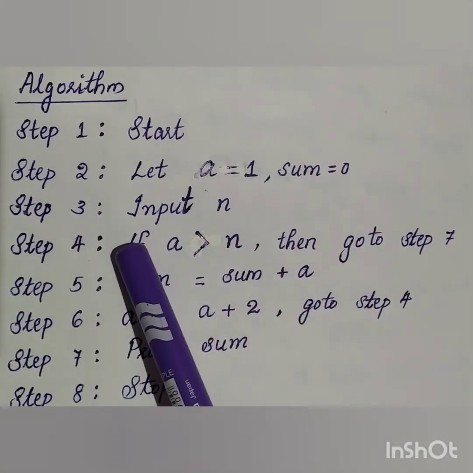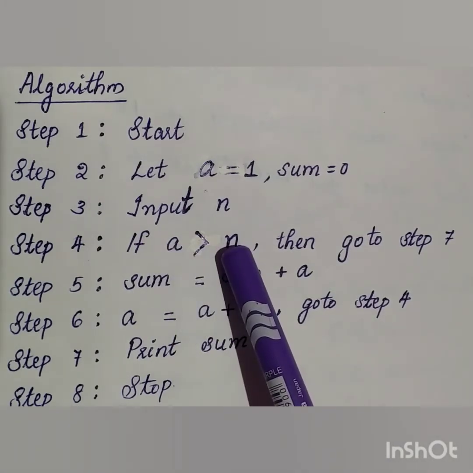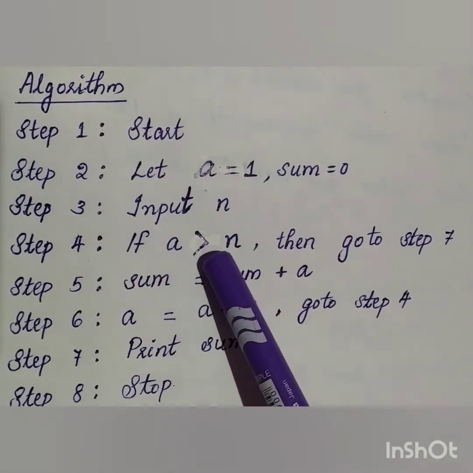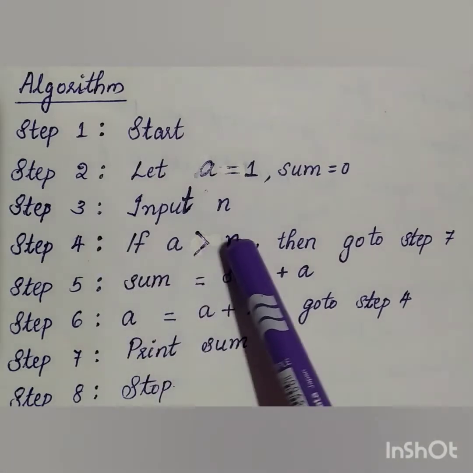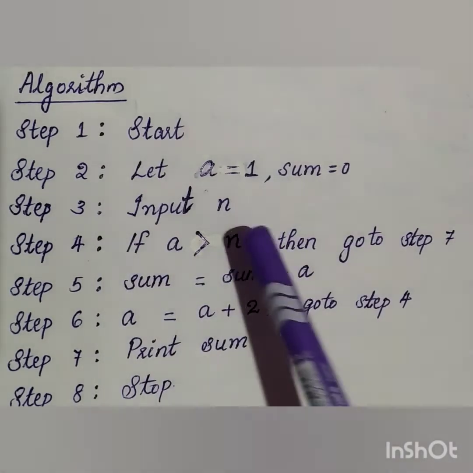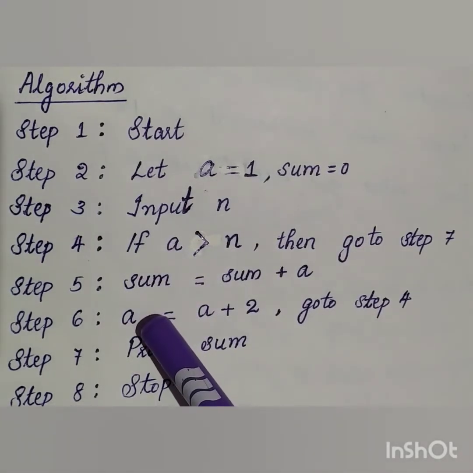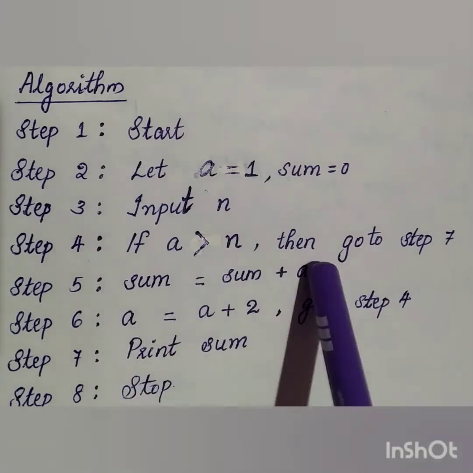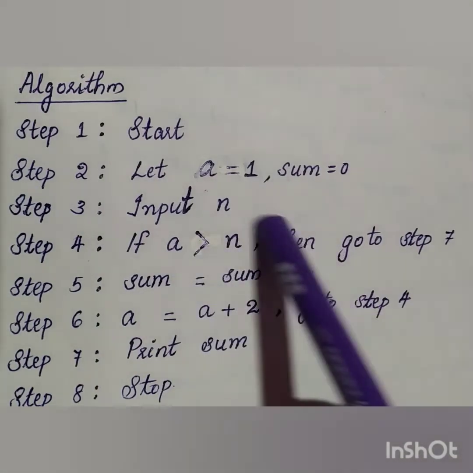What is step 4? It's a condition again. Checking whether it exceeds the limit or not. That means if 3 greater than n value, then go to step 7. If it is not, then continue the step 5 and 6 again. So here we find out the sum using this repeated execution.